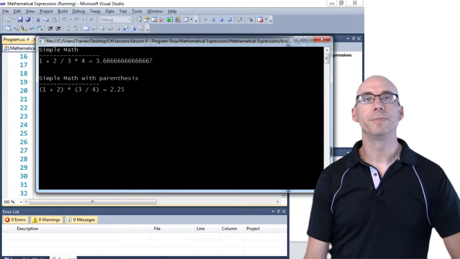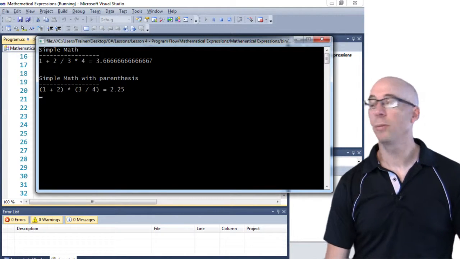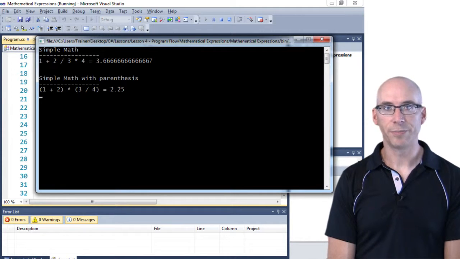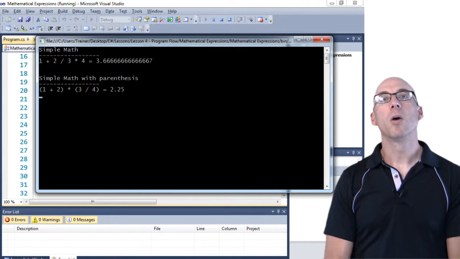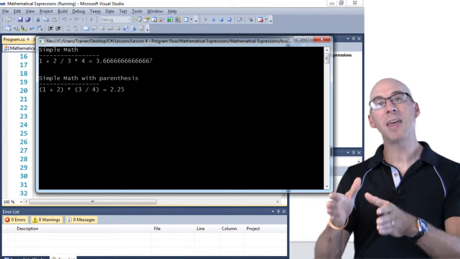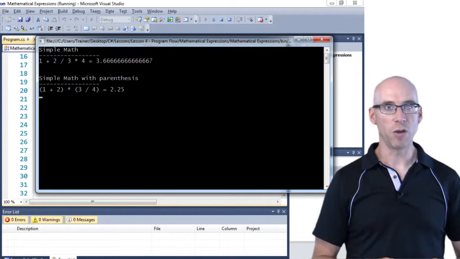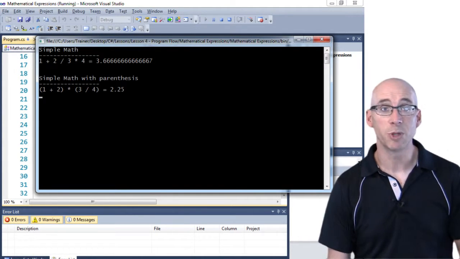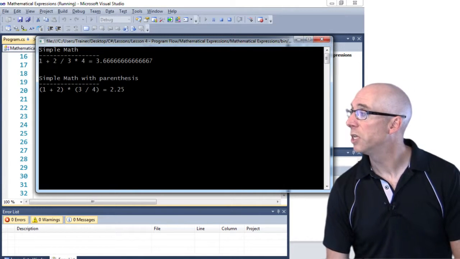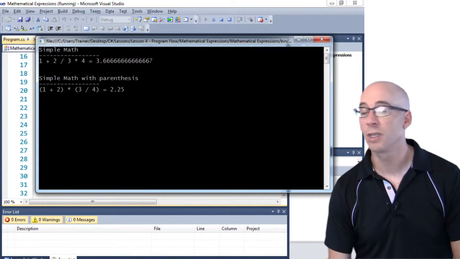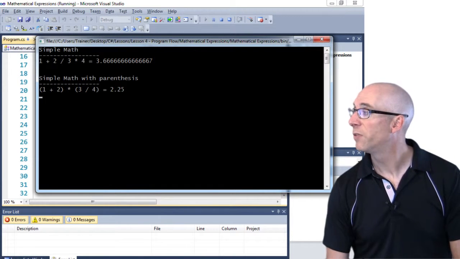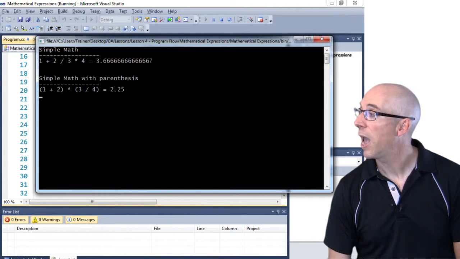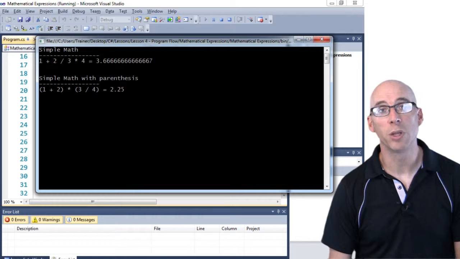The reason why this math up here isn't what you thought it was going to be is because of the order of precedence. The order of precedence is what mathematical symbols take precedence over another one. So the way it works is multiplication and division take precedence over addition and subtraction. And so 2 divided by 3 is 0.66666 whatever. Times 4 gives you 2.6666 whatever. And then you add 1. So that's why we get 3.6 all the way to 7.